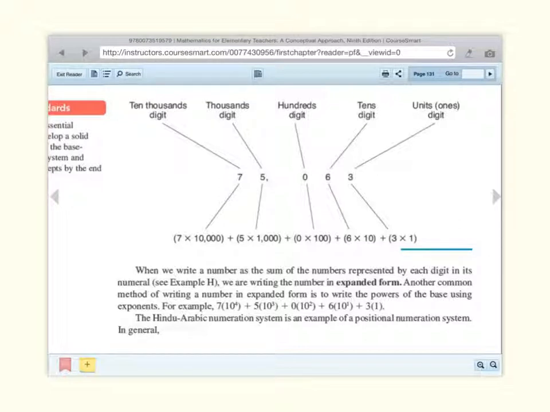So it's the same value, still 75,063, but instead of writing 7 times 10,000, the 10,000 is replaced by an exponent, 10 to the fourth, which is 10,000. Instead of writing 1,000, we write 10 to the third. Instead of writing 100, 10 squared. Instead of writing 10, 10 to the first. Instead of writing 1, we'd still write 1. You could actually write this as 10 to the 0, because 10 to the 0 is 1, but we don't do that here.